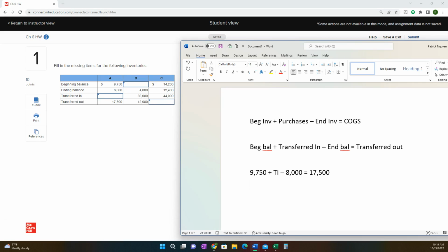So you would be left with TI equals 17,500 minus 9,750 plus 8,000. So TI equals 15,750. We should all be familiar with being able to solve these types of problems from the prior chapters and also from our math class. So I'll let you do columns B and C on your own, and question 2 on your own, since it's the same concept.